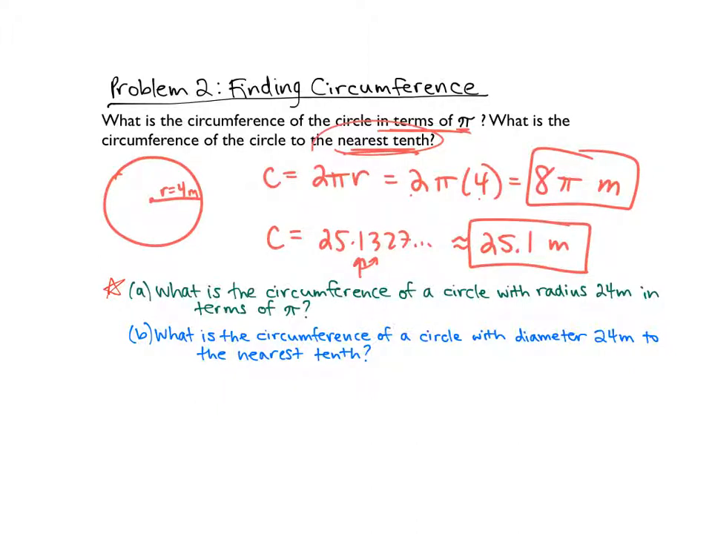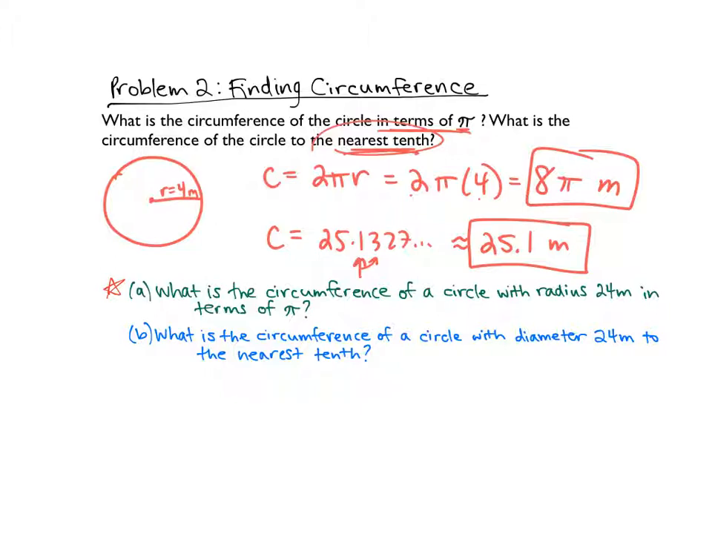All right, so when the question asks you to leave it in terms of pi, you don't multiply the pi, you just multiply everything else, and then you just leave it in terms of pi. And then if it asks for you to round it to the nearest tenth, you do 8 times pi, or whatever number you get times pi, and then round to the nearest tenth.